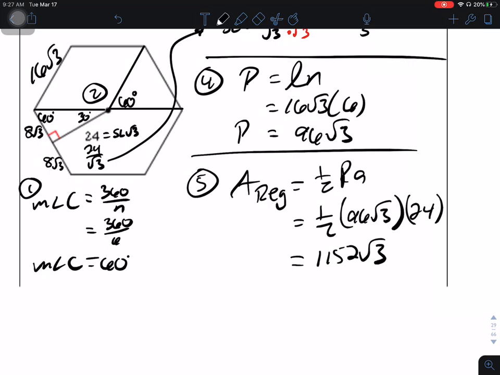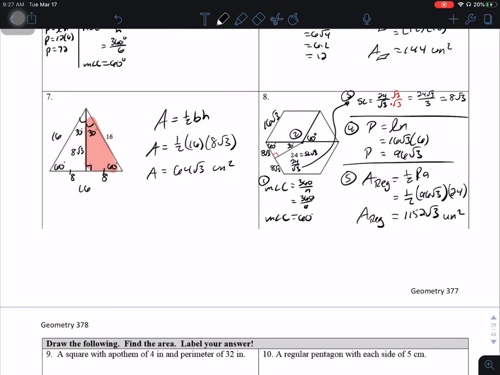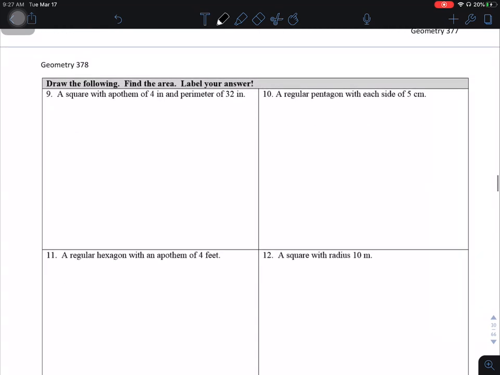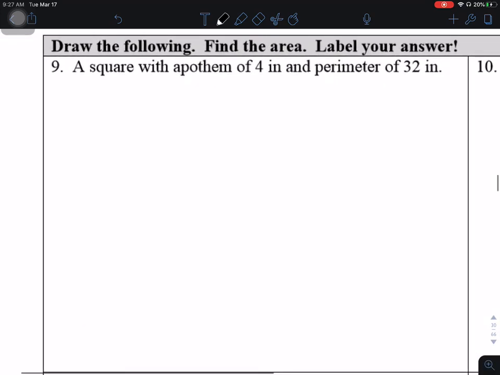Yep. And we don't have any units for these, so square units. That's a tough problem. Draw the following, find the area, label your answer. Well, this one is misleadingly simple. This first one.